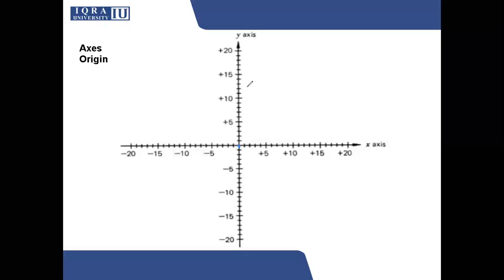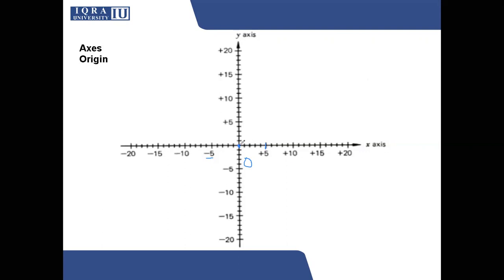Origin is basically where the two lines are meeting, and you can think of it as 0, right? So 0 1 2 3 4, this is 5, plus 5. If you want to go to the left, then 0, minus 1, minus 2, minus 3, minus 4, minus 5. So this is 5 and minus 5 on the x-axis. Similarly, 5 and minus 5 on the y-axis. When you go up, the values are positive, plus 1 2 3 4 5, and when you go down, it's negative, minus 1 2 3 4 5.